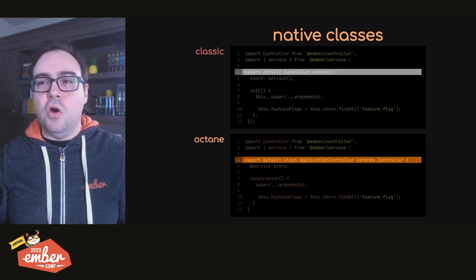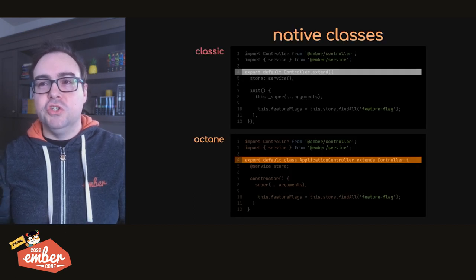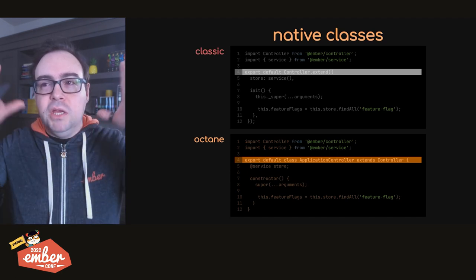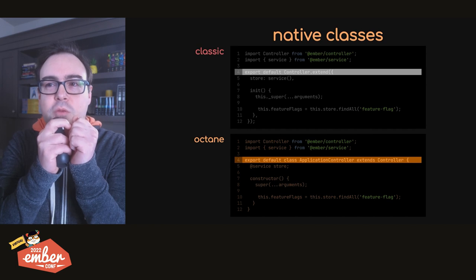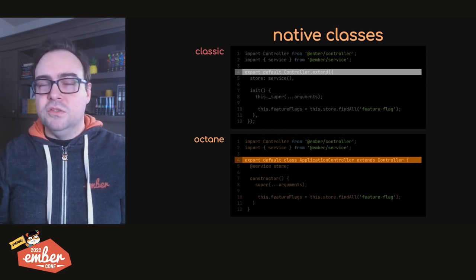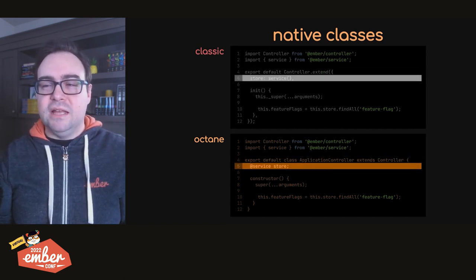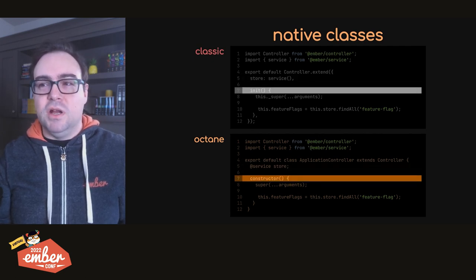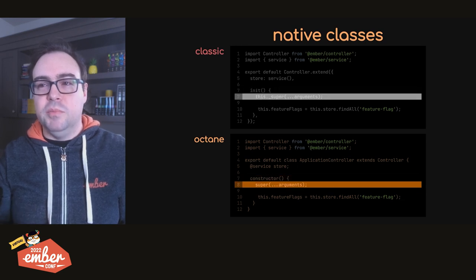In some sense, almost all the features of Octane are centered around a shift from classic classes to native classes, and generally de-emphasizing the role of the big component superclass in favor of smaller pieces that work well together. So instead of object.extend, we get class extends. Instead of properties pretending to be fields, we get fields. Instead of a custom init function with a special implementation of super, we get a class constructor and built-in super.